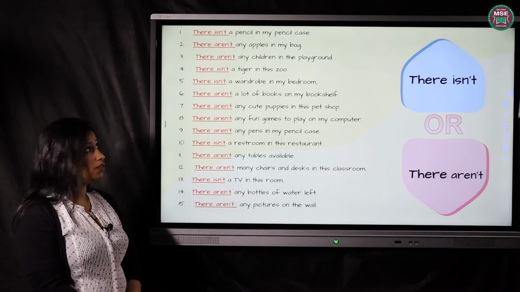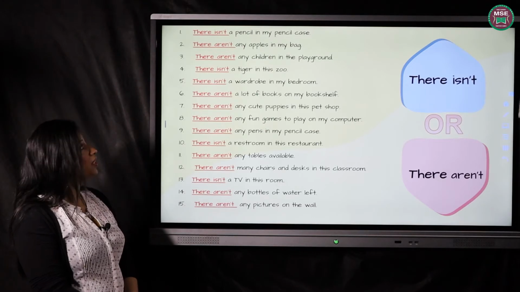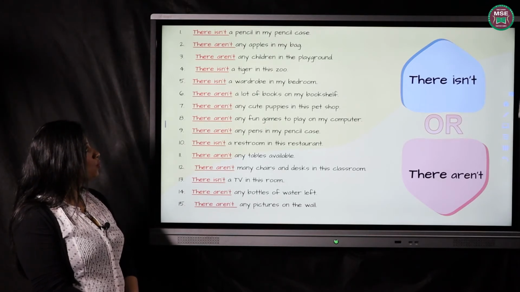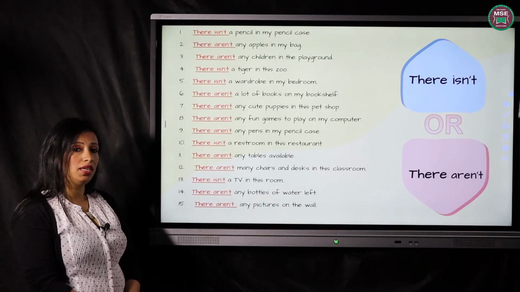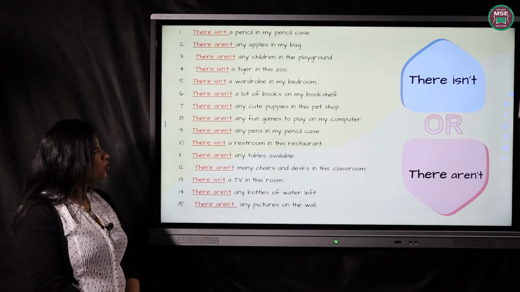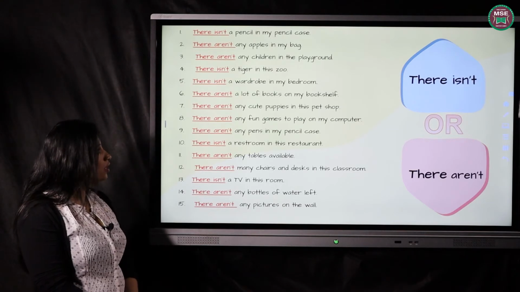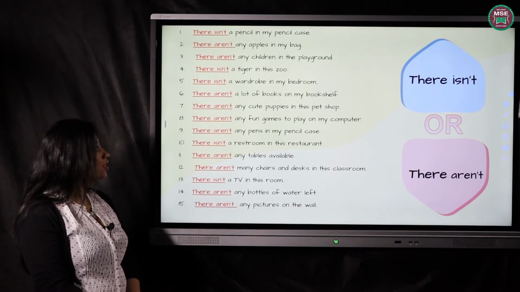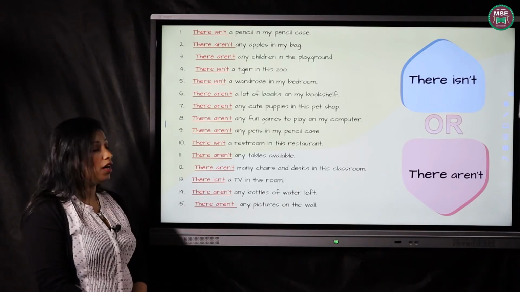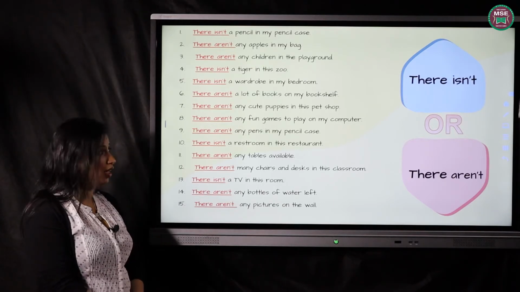Let's check our answers. Number one, there isn't a pencil. Number two, there aren't any apples. Number three, there aren't any children. Number four, there isn't a tiger. And number five, there isn't a wardrobe in my bedroom.